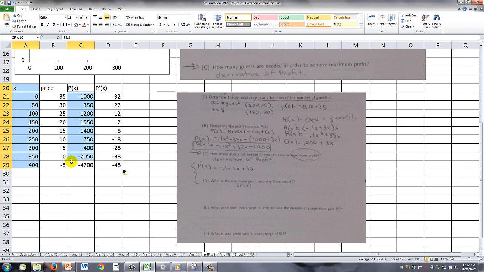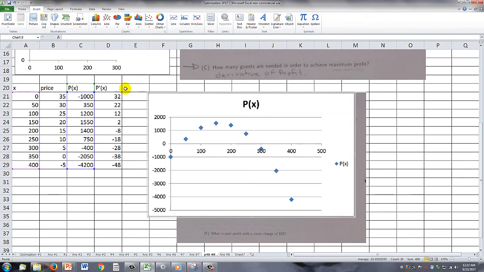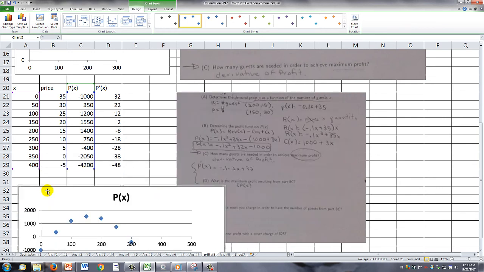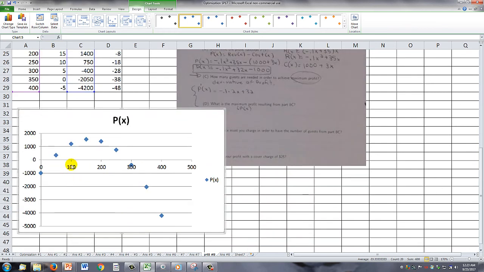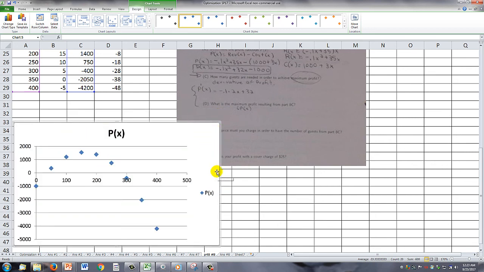Why don't we just graph the profit function and take a look at it? And you can see that that's a good domain. We have a nice complete graph where we see both break even points, we see the maximum. So now I can start to answer some of these questions.